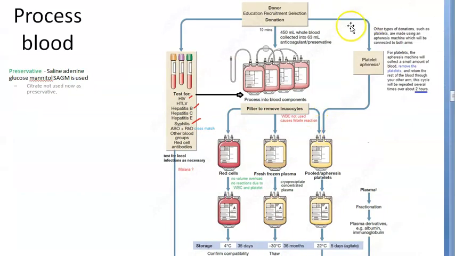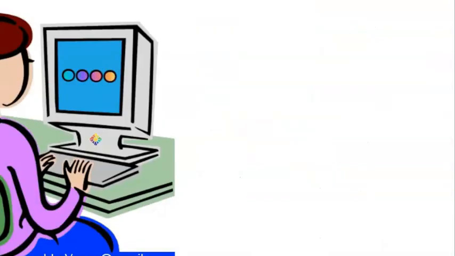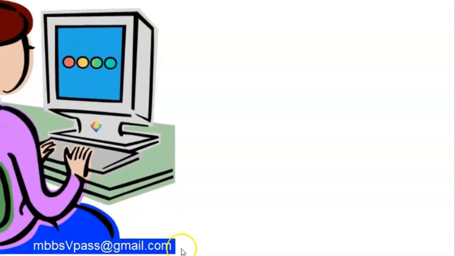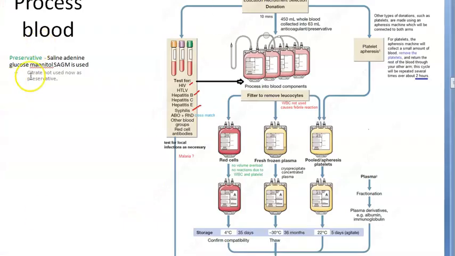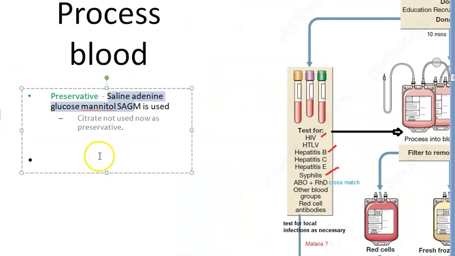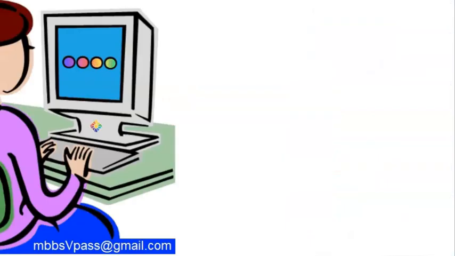They are taking the blood into that bag, right? That bag already has preservative. That blood containing bag will already have preservative. The preservative can be saline adenine glucose mannitol, SAGM. What is the preservative? Saline adenine glucose mannitol. You should say the full form, otherwise you will not get marks in the exam. Can you imagine, there is glucose that they are adding to the blood that you are donating, and saline and then adenine and mannitol.